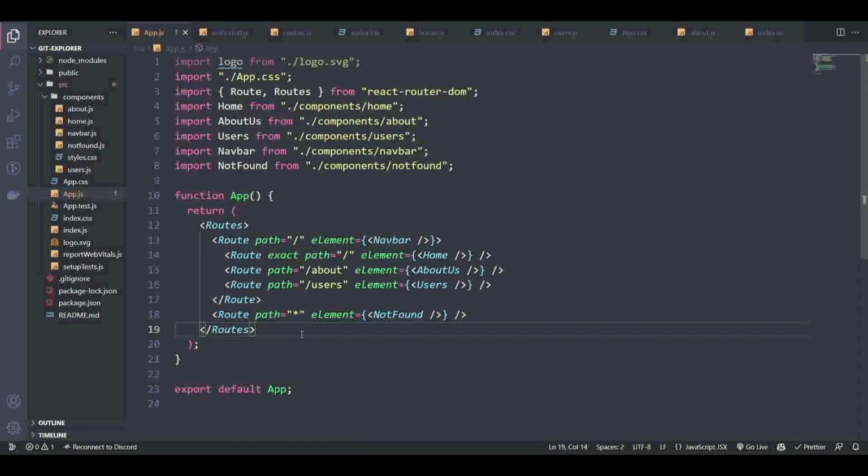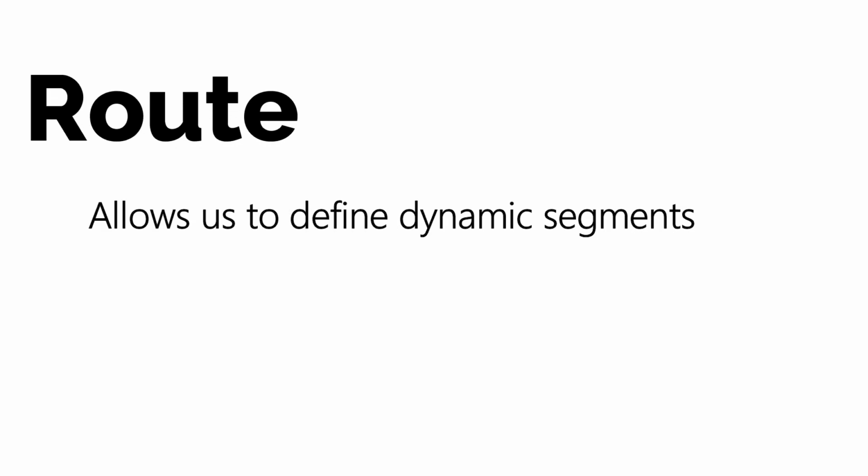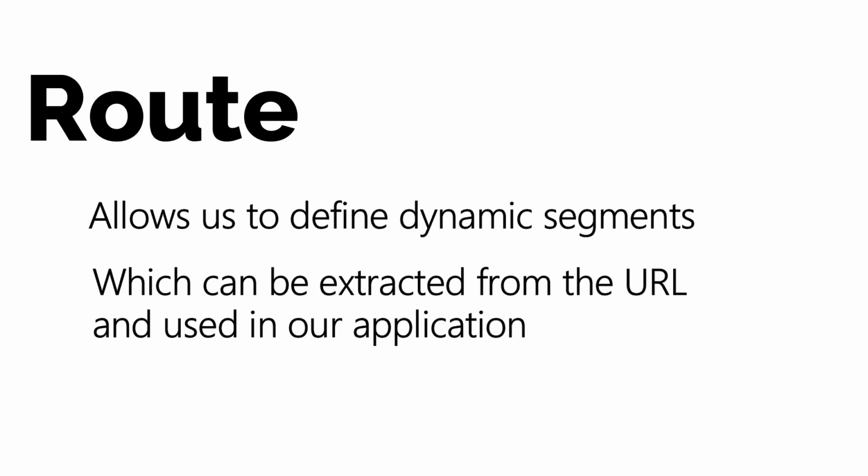Hello guys, welcome to this lesson. In React Router, the route parameters allow you to define dynamic segments in your routes. These dynamic segments can be extracted from the URL and used as variables in your component. This feature is particularly useful when you have routes with dynamic data, such as user profiles, product details, or blog post pages. These are just examples. Now let's see how we can make use of route parameters and dynamic routing in our application.